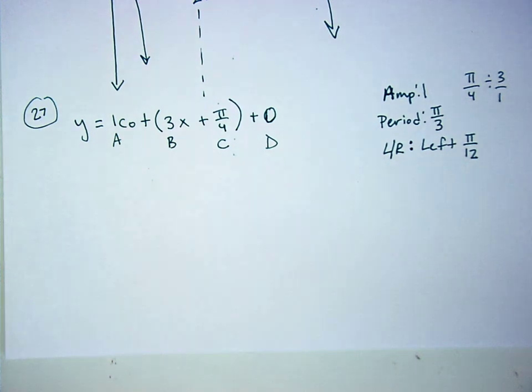And the period, yeah, for tangent and cosine and sine. Right, guys? Moving left and right is c divided by b, and the period is 2 pi divided by b for sine and cosine.